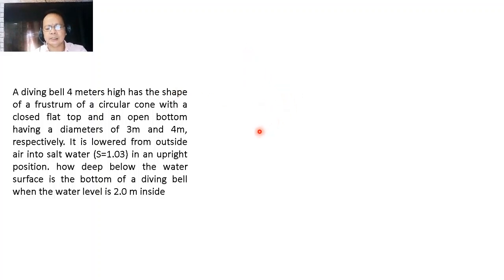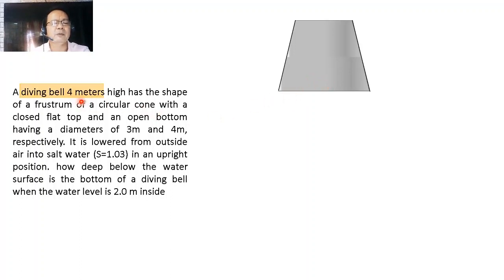Imagine that there is a bell in the form of a frustum of a right circular cone. It is given that the diving bell is 4 meters high, and has a closed flat top and an open bottom. This top is closed while this part is open. Having diameters of 3 and 4 respectively, this upper part has a diameter of 3 meters, while the lower part of the frustum, or the diving bell, has a diameter of 4 meters.